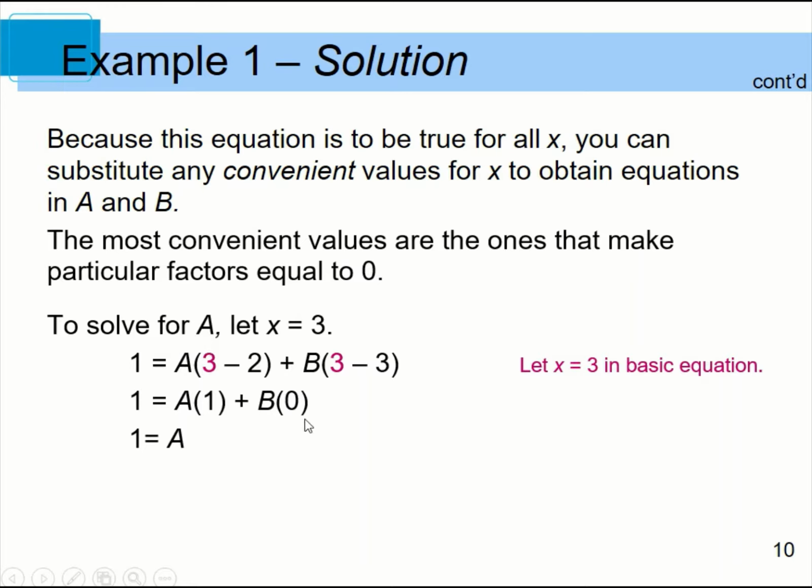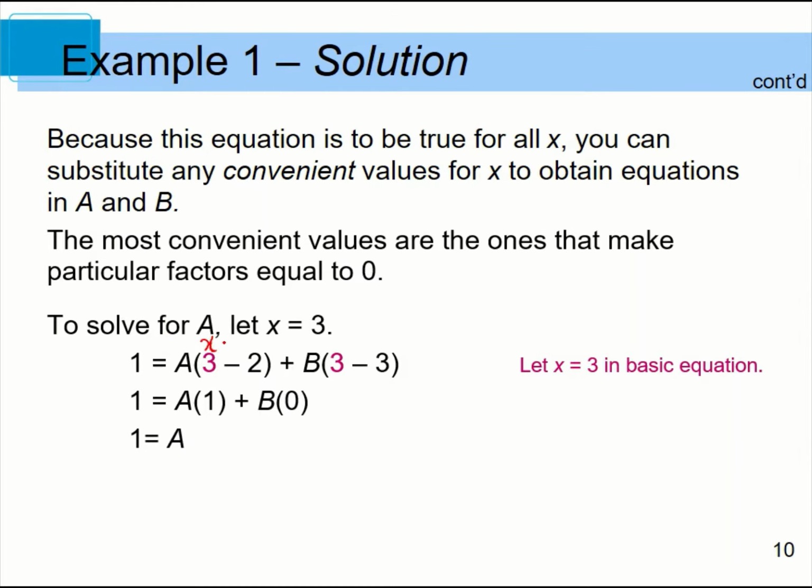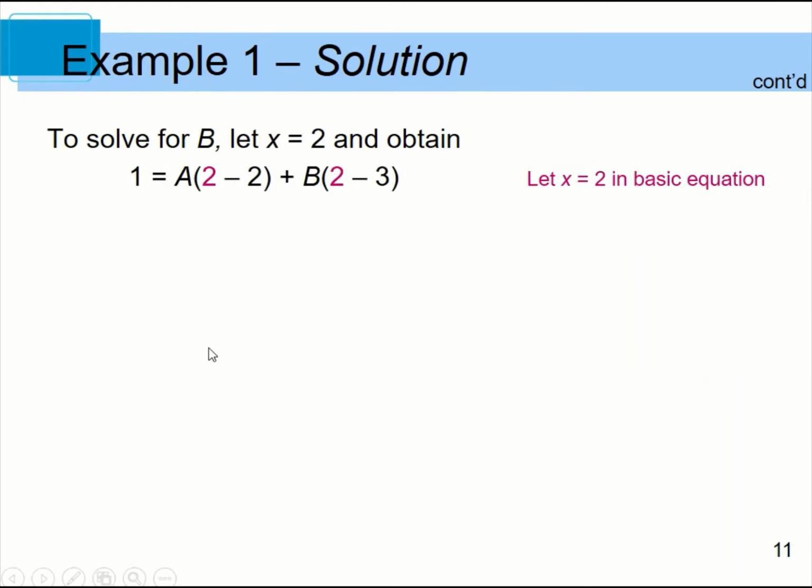Now, to solve for B, what should we do? We have x minus 2 here and x minus 3 here. We should let the x minus 2 term be 0, so x should be 2. When x is 2, 2 minus 2 gives 0, and the other factor is 2 minus 3, which is negative 1, so we get negative 1 times B. In this case, B is negative 1.